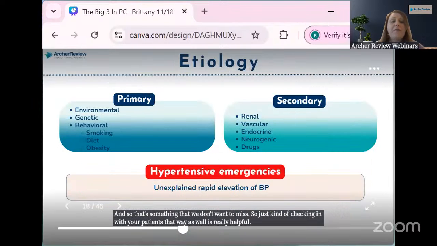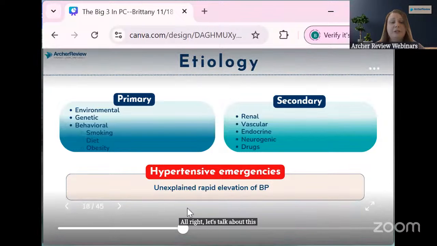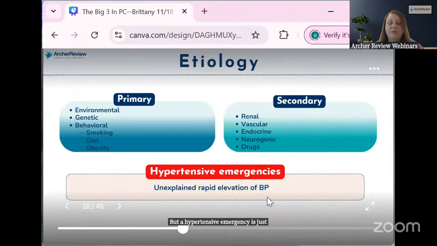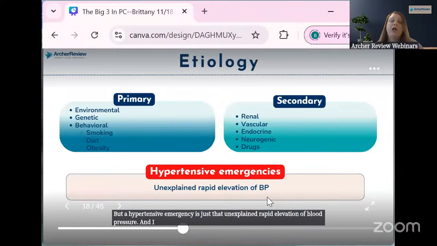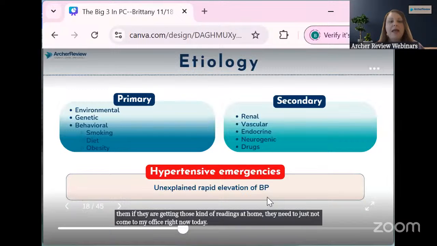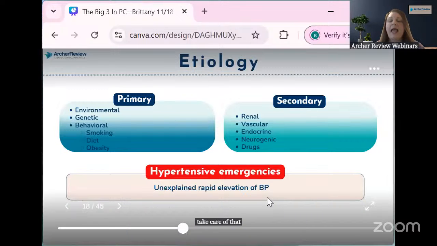All right, let's talk about hypertensive emergencies. Again, we have primary and secondary hypertension, but a hypertensive emergency is just that, an unexplained rapid elevation of blood pressure. I tell my patients, anybody who has a blood pressure of 180/110 to 120 or higher needs to go to the emergency room. If they are getting those kinds of readings at home, they should not come to my office today. They need to go into the emergency room, take care of that hypertensive crisis, and come back and follow up with me when their blood pressure is at a safe level that we can deal with.